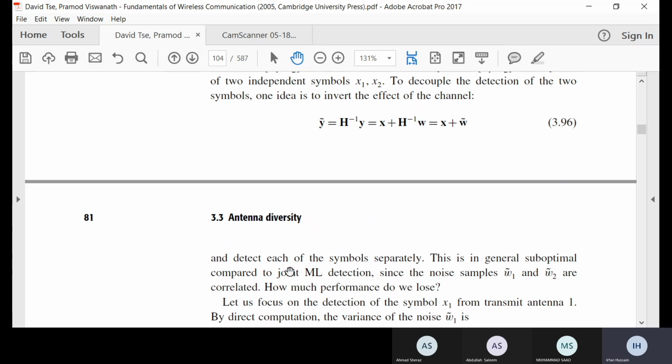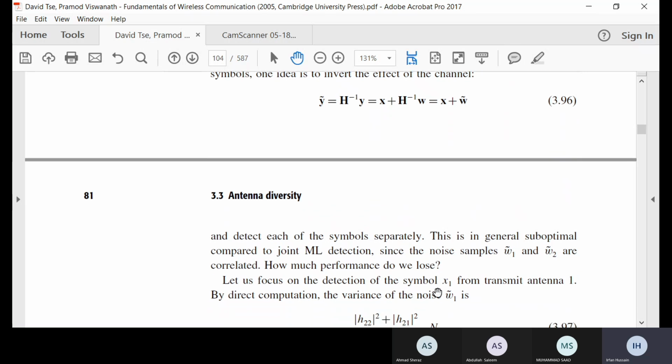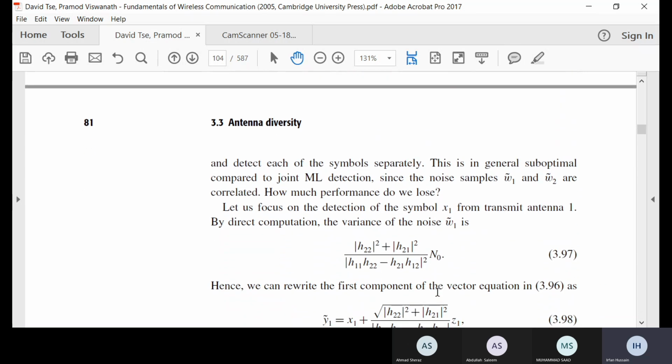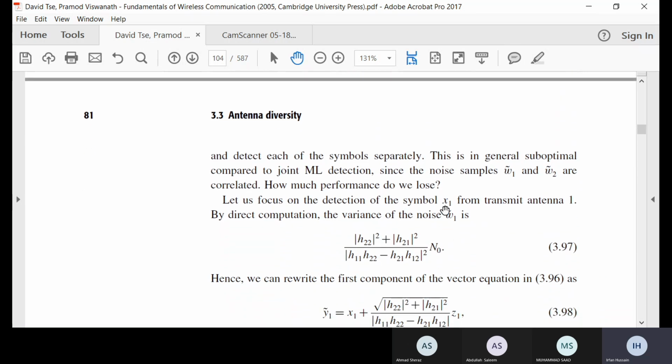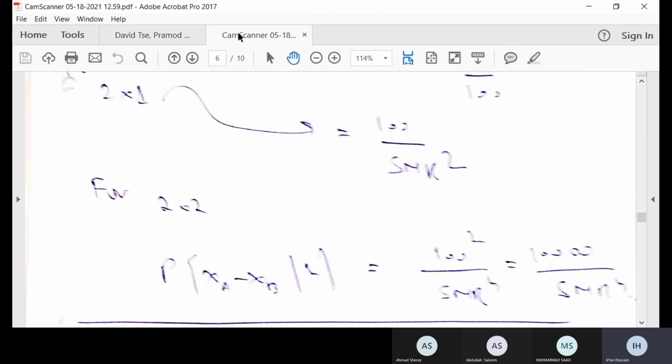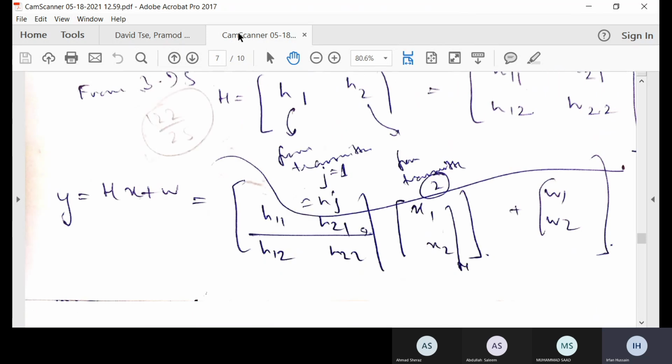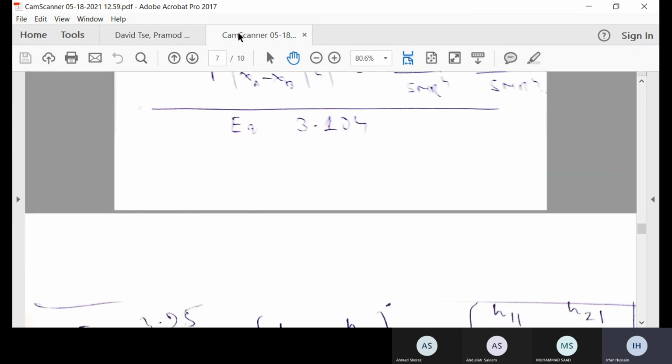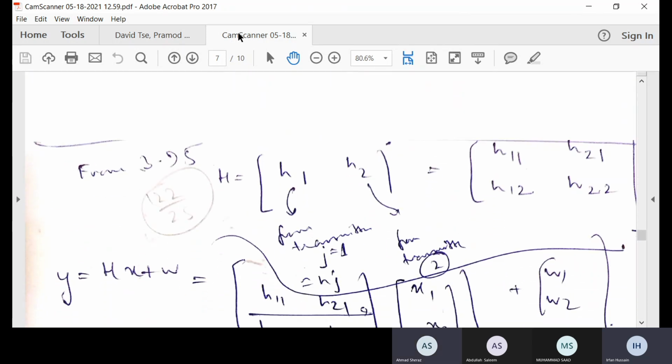But we will be seeing this is suboptimal as compared to joint ML detection, because we will see the samples are correlated, and how much performance do we lose, that will be discussed in a while. So let's first of all assume that we are sending X1 from transmit antenna 1. So again, many steps are missing, so we'll be going to the notes. So again, I've tried to make this G.